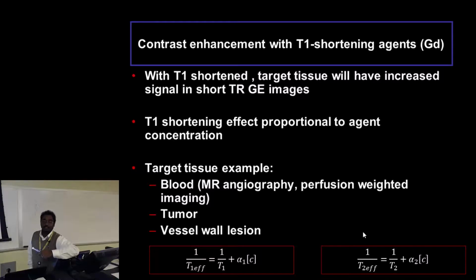Here you can generate contrast between tissues by injecting exogenous contrast agents, which would change one of these tissue properties: either spin density, T1, T2, or T2 star.